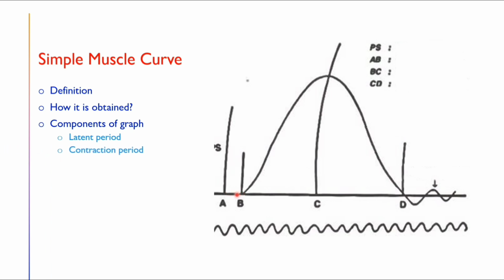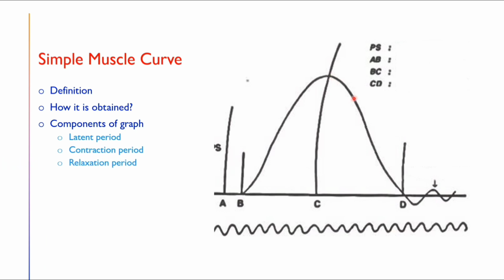The next portion, B to C, is known as the contraction period. In this B to C section, you can see the graph is rising, there is a rising of the muscle lever. It is because of the muscle contraction. So here the muscle has started contracting and it reaches the maximum point or peak of the muscular contraction. So this B to C is the contraction period.